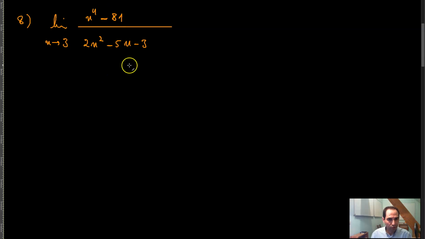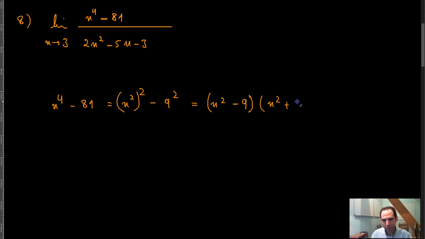So if you factorize the numerator and denominator, you'd get x raised to the power 4 minus 81. You can write it as x squared whole squared minus 9 squared. So that's a squared minus b squared. You can write it as a minus b times a plus b, meaning that you can write this as x squared minus 9 times x squared plus 9. And x squared minus 9 is again the same story, a squared minus b squared. You can write this as x squared minus 3 squared. So you can write this as x minus 3 times x plus 3 times x squared plus 9.